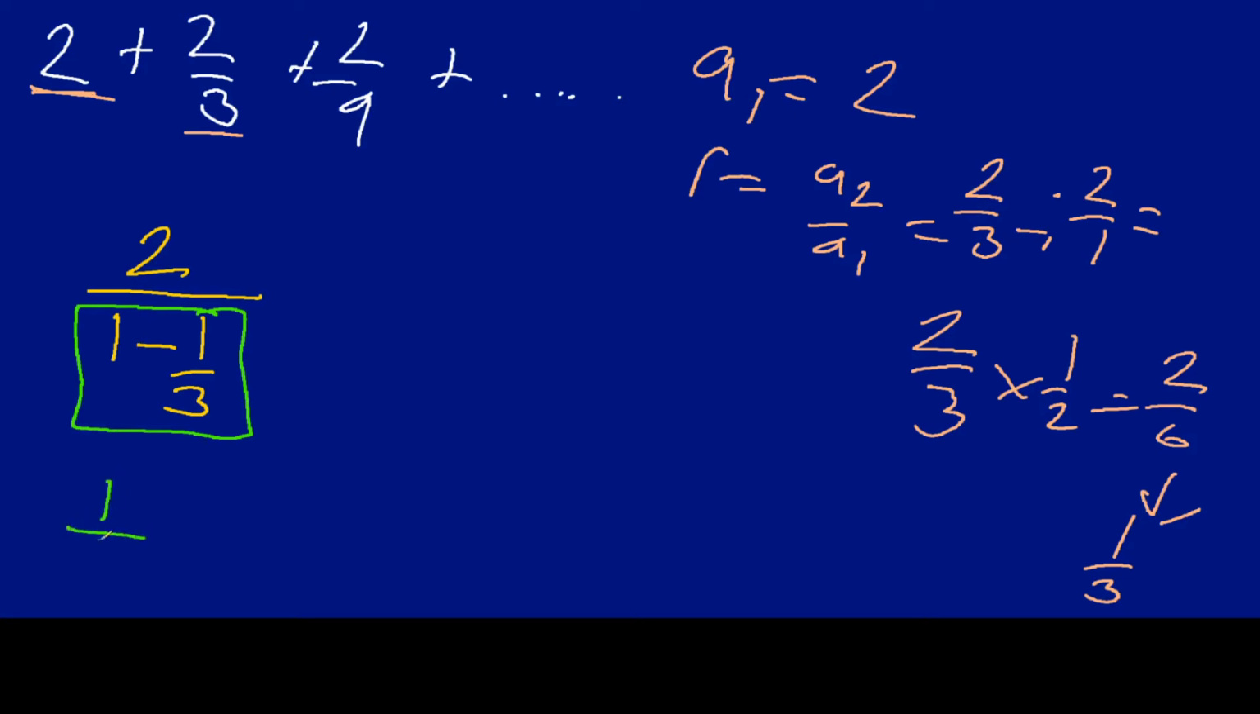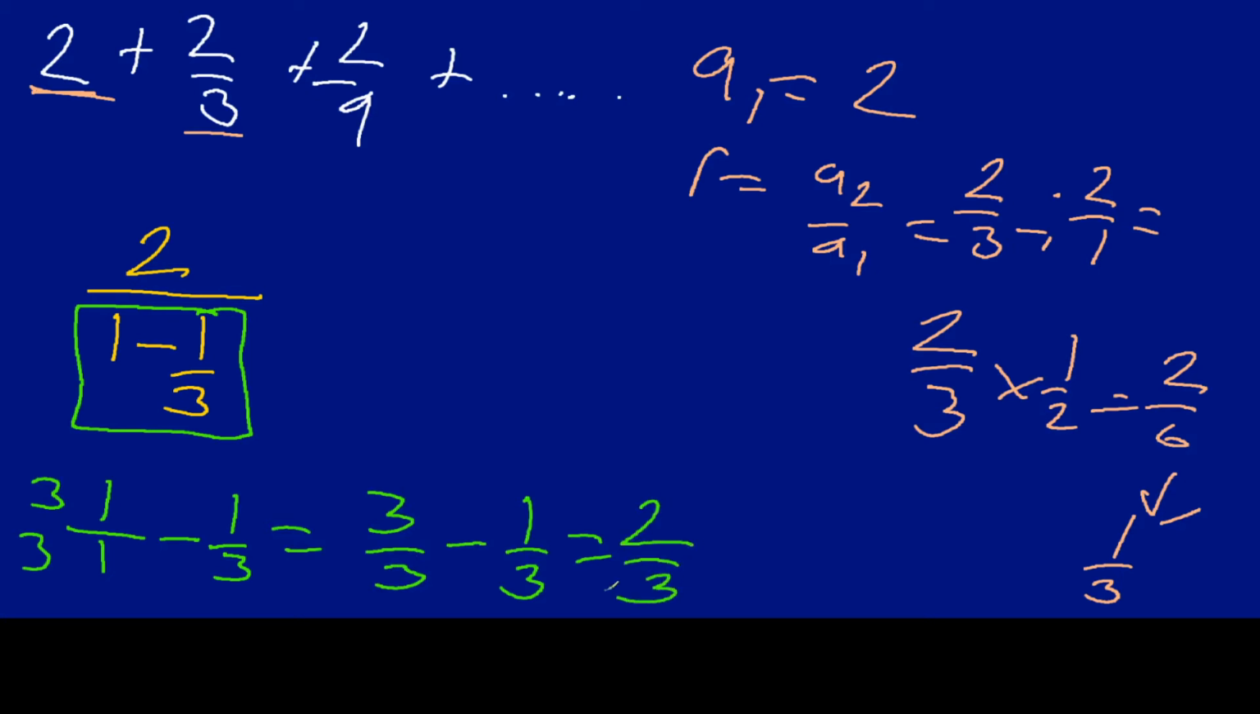So I'm going to make this 1 over 1 because that's the same thing as saying 1 minus 1 over 3. So I need the same common denominator. So I'm going to multiply this guy by 3. It doesn't change anything really. And so now I have 3 over 3 minus 1 over 3, which equals 2 over 3. That's very, very simple.